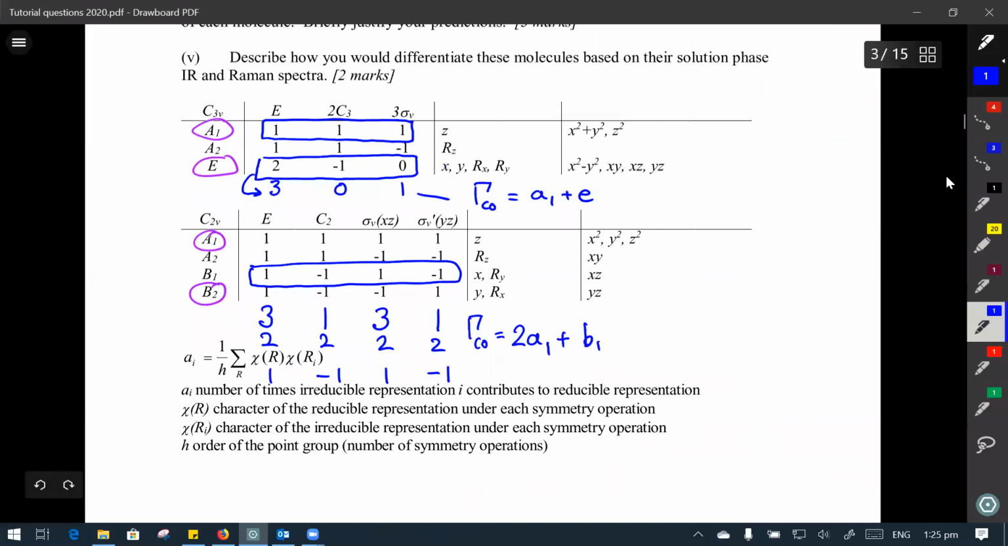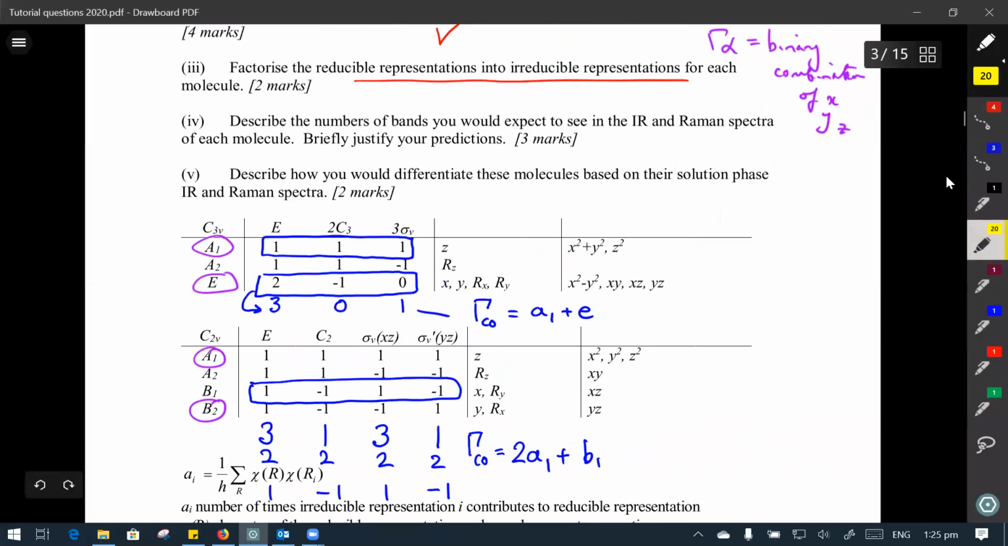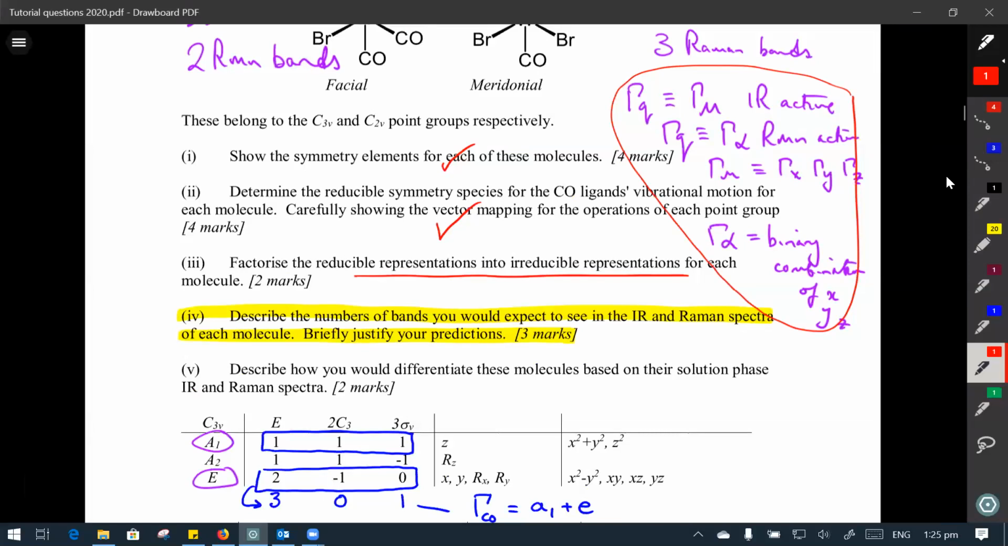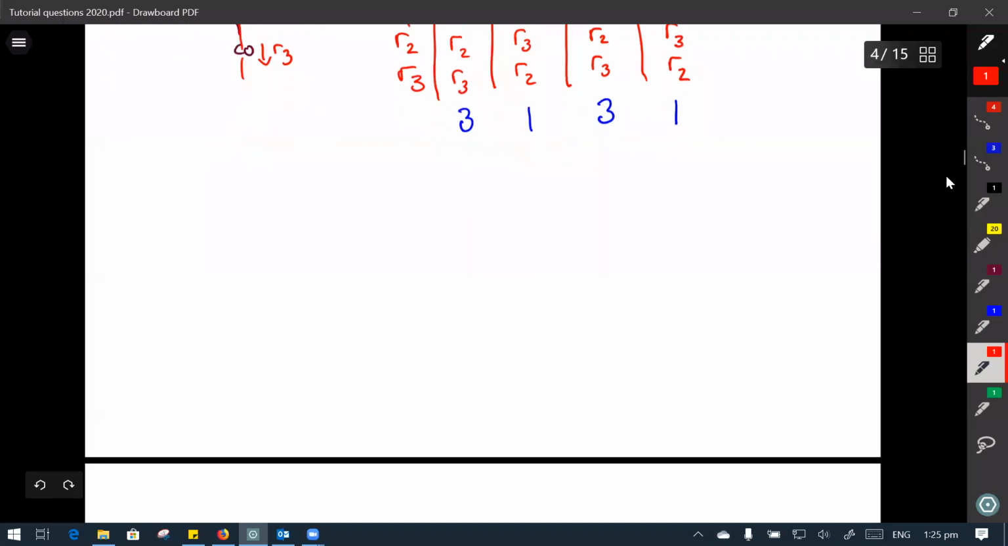Describe the number of bands you would expect to see in the infrared or Raman spectrum. Briefly justify your reasoning. So this is really what this bit here is about. But it might be a good idea, if it's okay with people, if I just go through how this works for both Raman and infrared spectroscopy. It might be a bit obvious to some of you, but I think it's probably okay just to go through it.